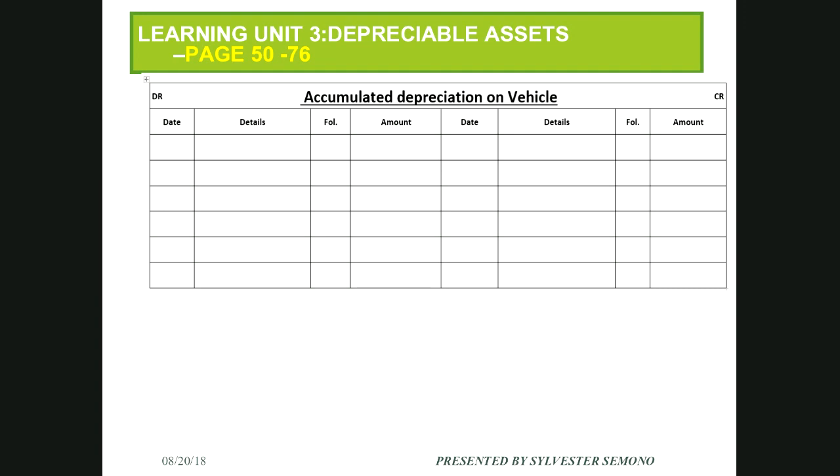Again, you put the date of sale. If I remember very well, it was 2015, September the 1st. What is the contra? Asset disposal. Amount? 132,500. Yes.